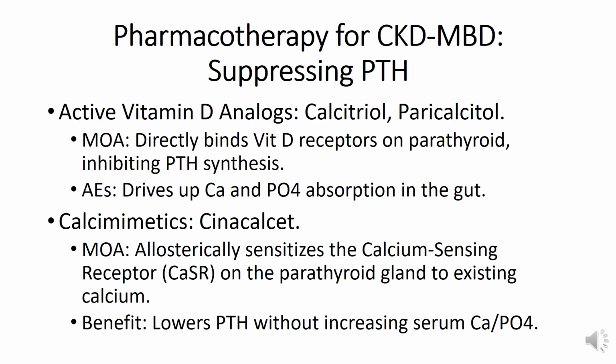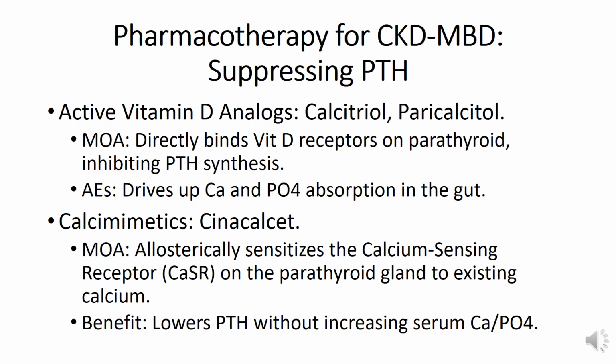In chronic kidney disease, mineral and bone disorder, controlling phosphate is only part of the story. The other major target is parathyroid hormone, or PTH. When parathyroid hormone stays high for too long, bone and vascular damage accelerate. So pharmacotherapy often focuses on suppressing parathyroid hormone directly. One important class of drugs is active vitamin D analogs. These include calcitriol and paricalcitol. They are used when the kidney can no longer activate vitamin D on its own.